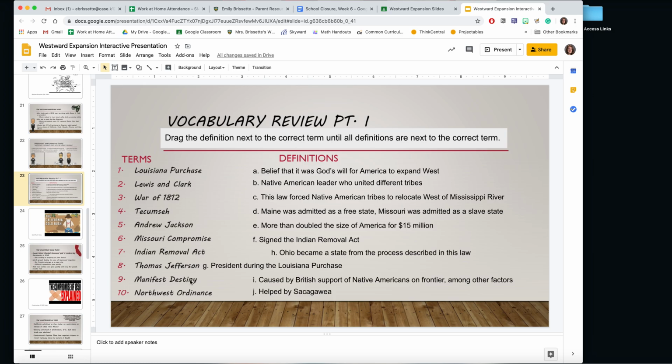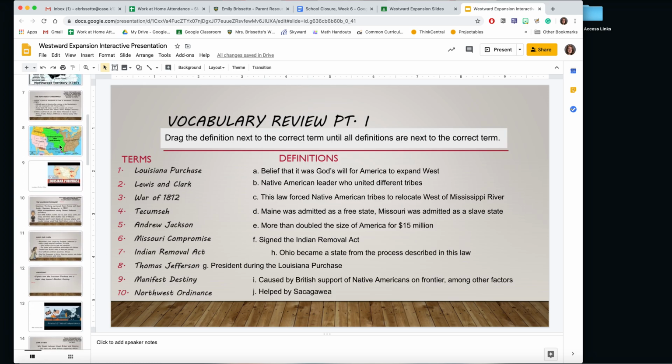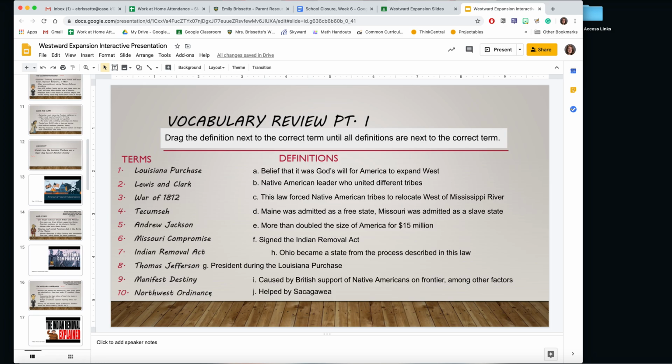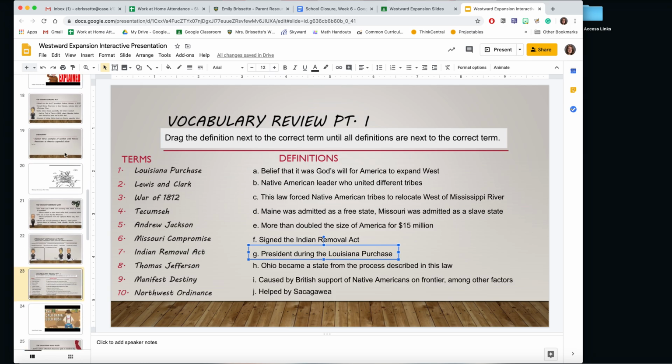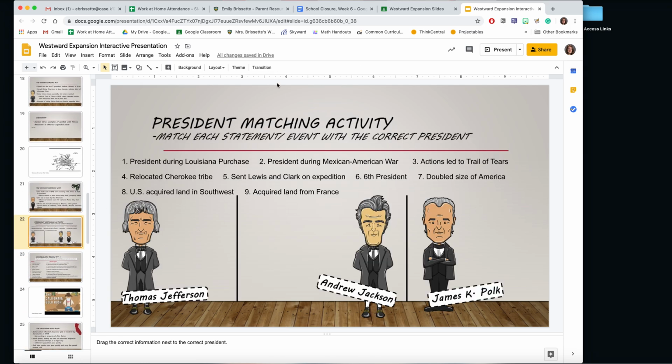So what is the definition of manifest destiny? I'm going to drag that definition here. I'm going to go all the way through all of these until all of the definitions are lined up, and all of the lessons so far have the material for these questions. So just match the definitions to their terms. In this one, we're dragging the events to the presidents.